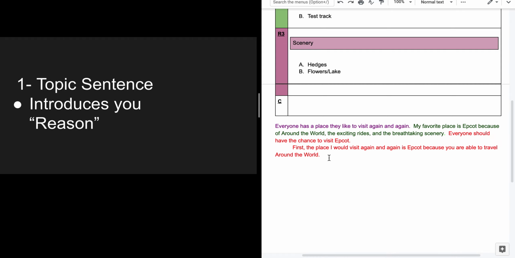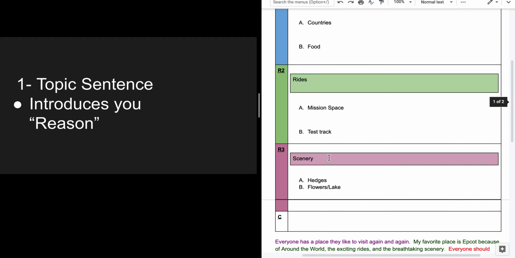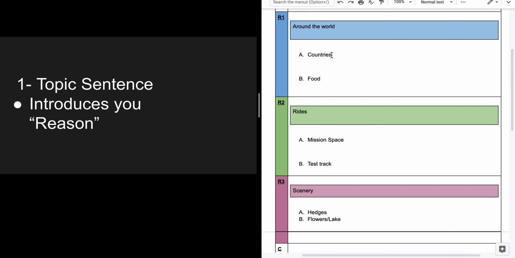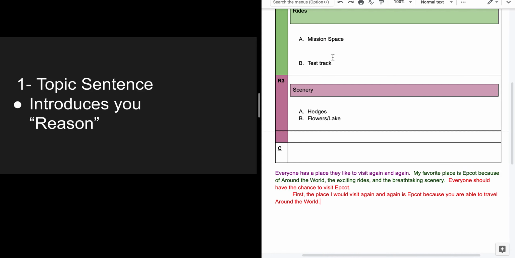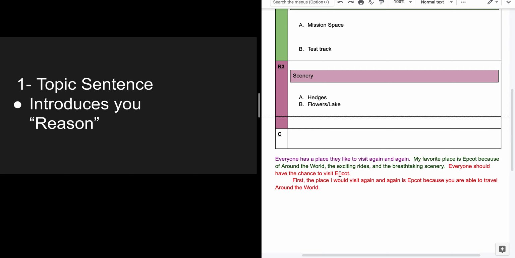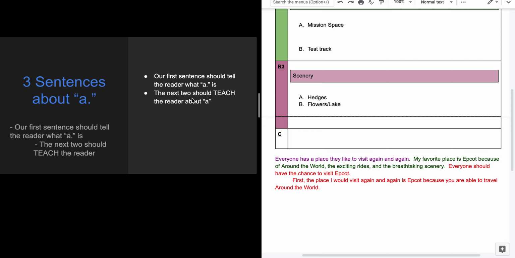Next, I'm going to write about A. Our A point is countries, so I need to talk about the countries in Around the World. So whenever we write our first sentence out of this cluster of 3, it needs to tell the reader what A is. So I'm going to write this. Around the World is the section of Epcot that is separated into countries. I told them what Around the World is. They know what it is, and it's separated into countries.